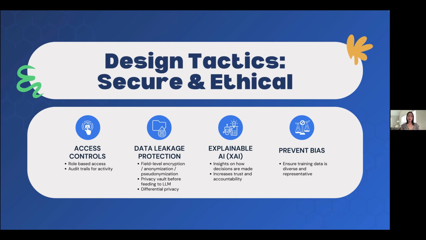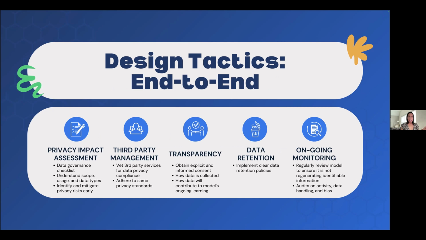Explainable AI: you just want to be clear how your model is making decisions and how it's making those recommendations. Again, this builds trust and accountability, and then just making sure your data is diverse and representative. And then also really thinking of it from end to end. There's something called a privacy impact assessment, also called a data protection impact assessment. It's a checklist for data governance, and it really helps you understand the scope of the data, its anticipated usage, the data subjects, and the type of data flow. It helps you identify these privacy risks early in the design phase and start mitigating for them.